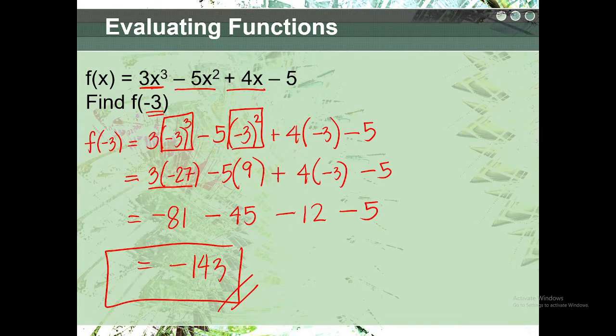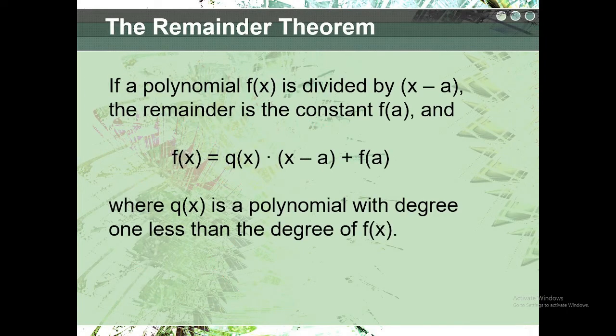So this is how we evaluate functions. And we will be using this concept later on as we go on with our lesson today. Now, let's proceed to the first theorem. We call the first theorem the remainder theorem. And it states, if a polynomial f of x is divided by x minus a, the remainder is a constant f of a.